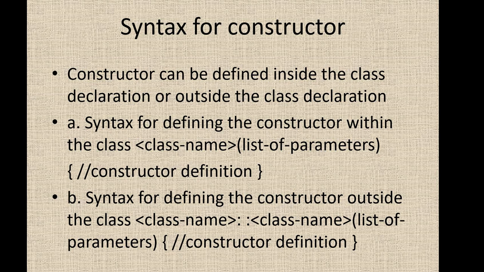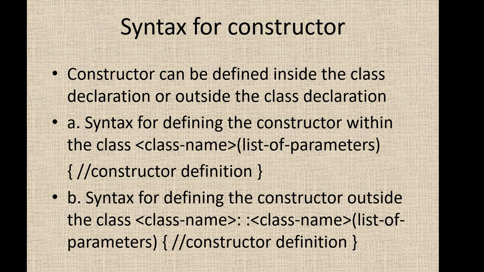So the name of the class should be the name of the constructor method also, following which we can substitute the list of parameters if needed. Any number of parameters can be given to that particular constructor as we need. Then open curly braces, define what is there inside that constructor, any manipulation that has to be done, and close the bracket. This is one type of writing the constructor.